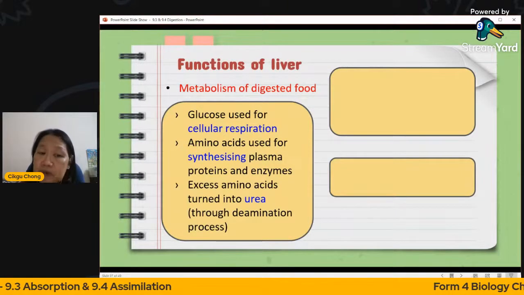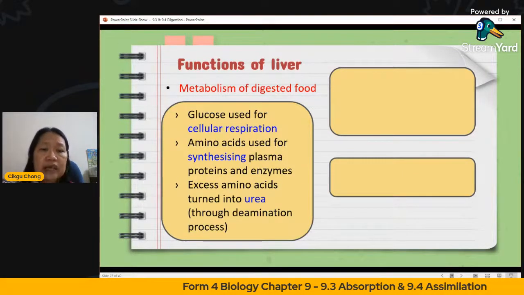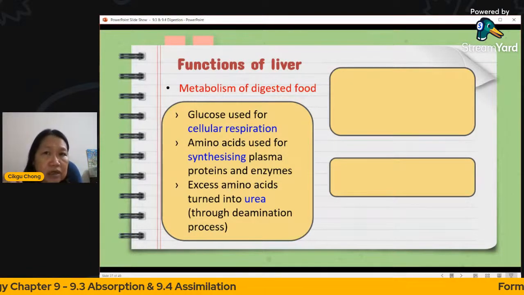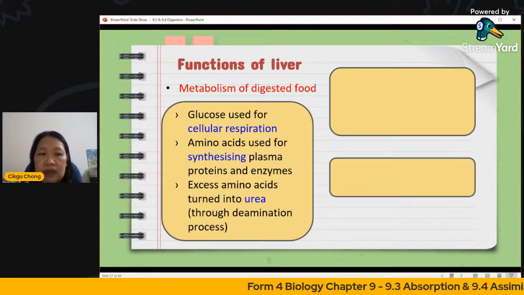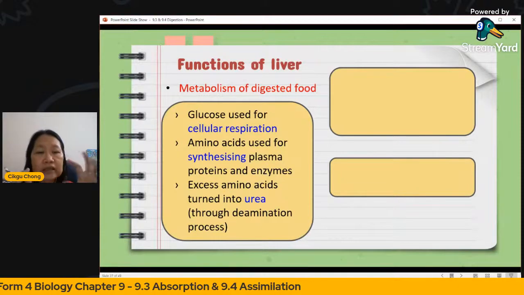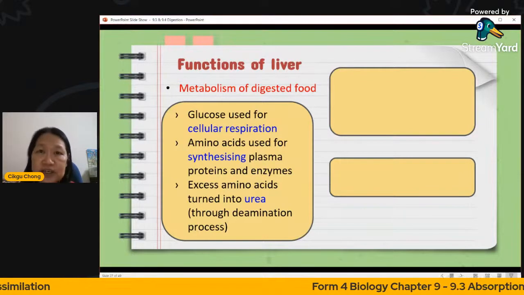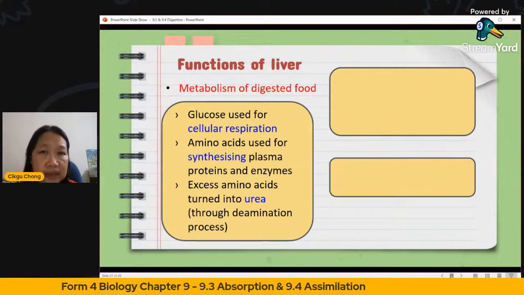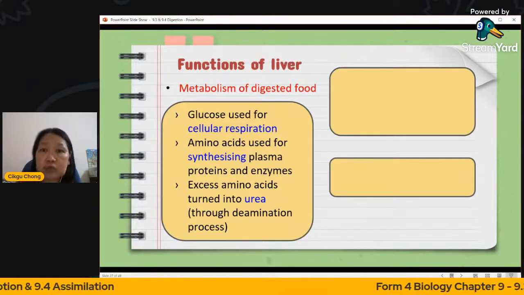So what about excess amino acid? If there is too much amino acid, you do not store excess amino acid. The excess amino acid will be converted into urea. They will take out the amino group from the amino acid molecule, and then it's converted into urea. This process is called deamination. And this urea will be excreted in your urine. The remaining molecule can also be oxidized to produce energy, something like glucose. So this is what happens to your amino acid if you have too much of it.